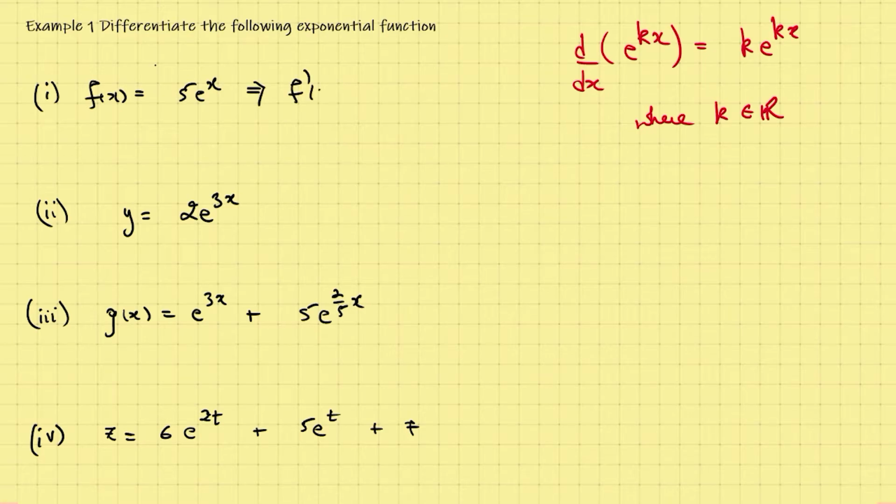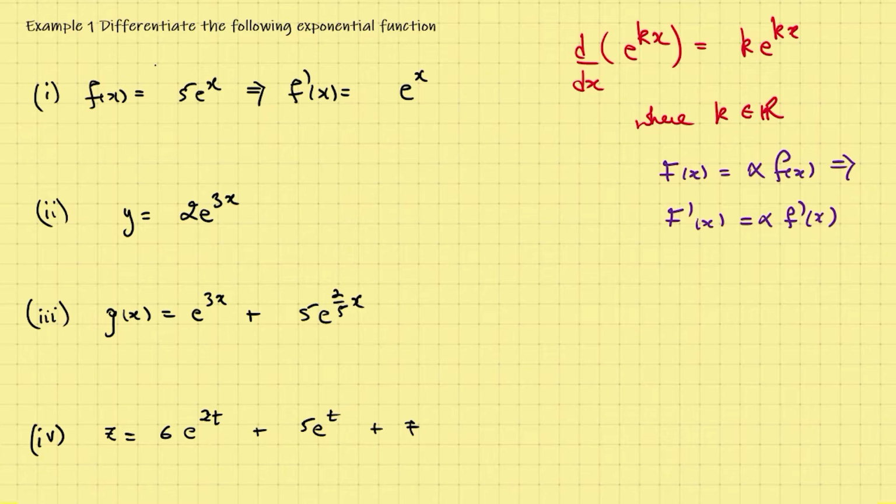So when I differentiate 5 times e to the x, the e to the x is going to differentiate to give me e to the x, and now we've got to go back to one of our rules of differentiating functions in general. We know that if we've got a function of the form, let me not use a, let me use alpha, capital F equal to alpha times lowercase f, then if I differentiate the capital function, I leave the alpha alone and I differentiate the lowercase function. We showed this being true for all differentiable functions, so we can say the 5 in this case is just going to come along for the ride.